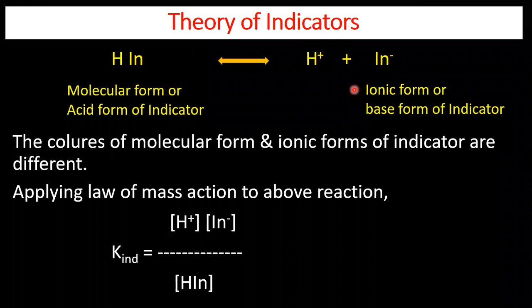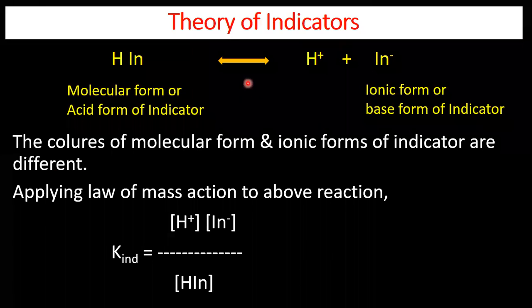So try to understand this. Why does a two color indicator show two colors? Because in one medium it remains in the acidic form or molecular form, and in another medium it gets converted into the ionic form or base form. Because of this, our two color indicator has two different colors in two different media. So the colors of the molecular form and ionic form of the indicator are different.